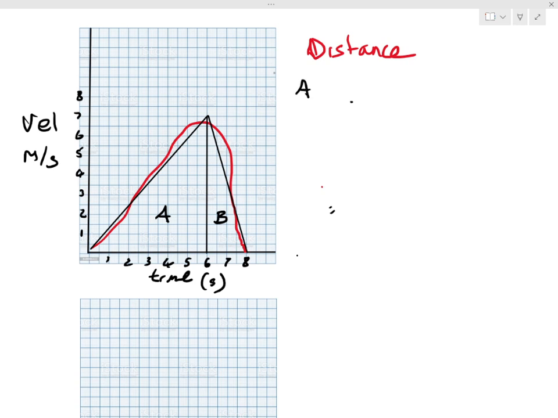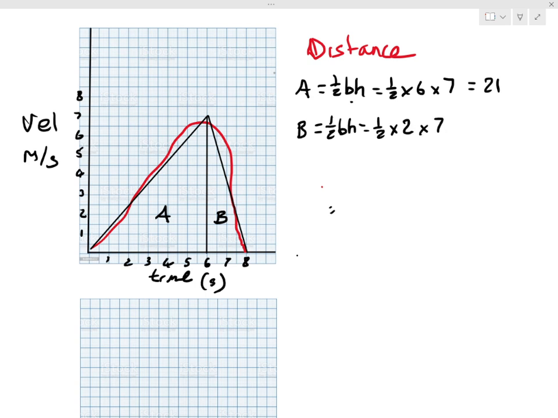So the distance A is half base times height, which equals a half times 6 times 7. 6 sevens are 42, and half that is 21. And area B is the same, half base times height, which equals a half times 2 times 7. So that's 2 times 7 is 14, half of 14 is 7. So add the two together, and 28 meters is the distance. That's how you work out the distance under a curved graph.